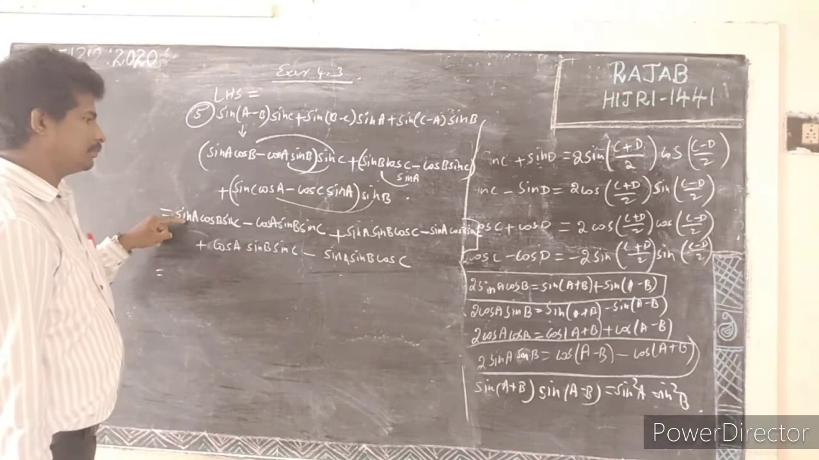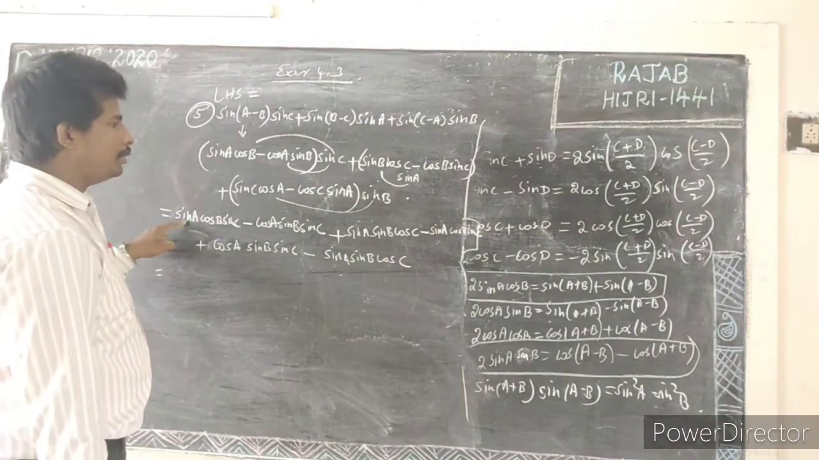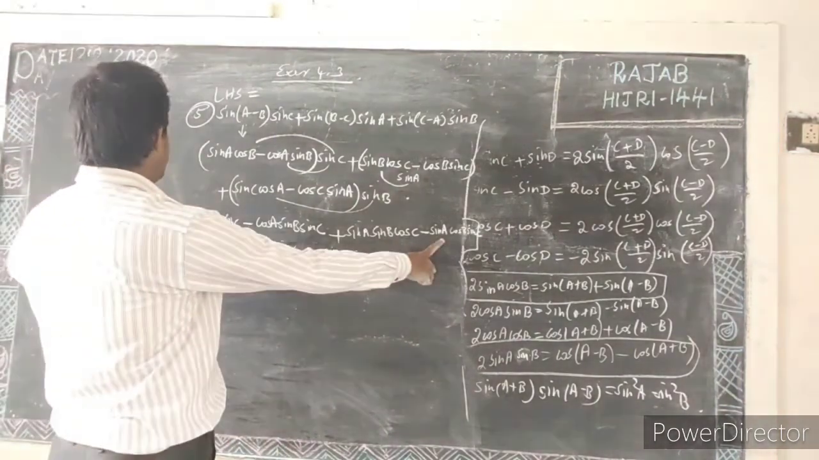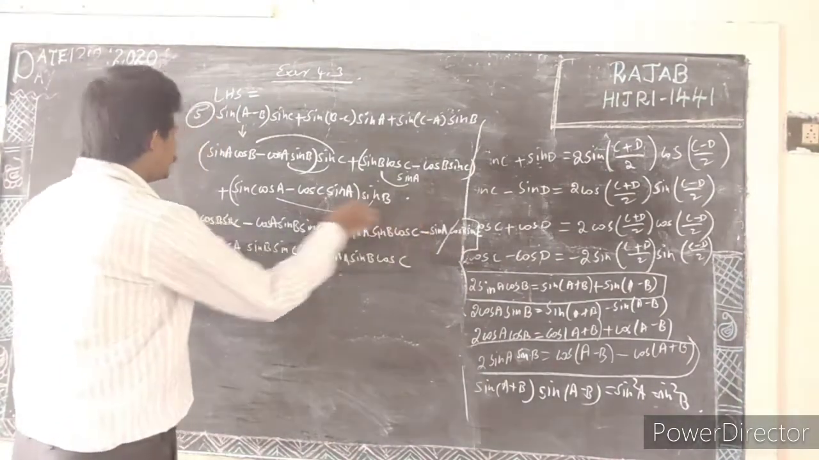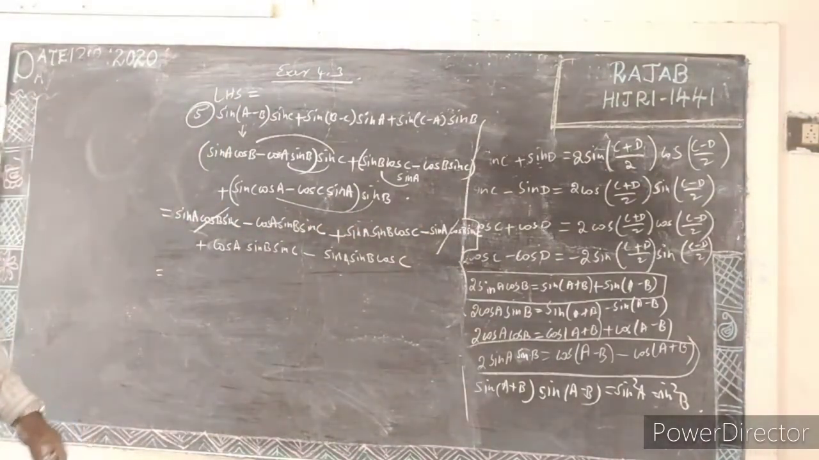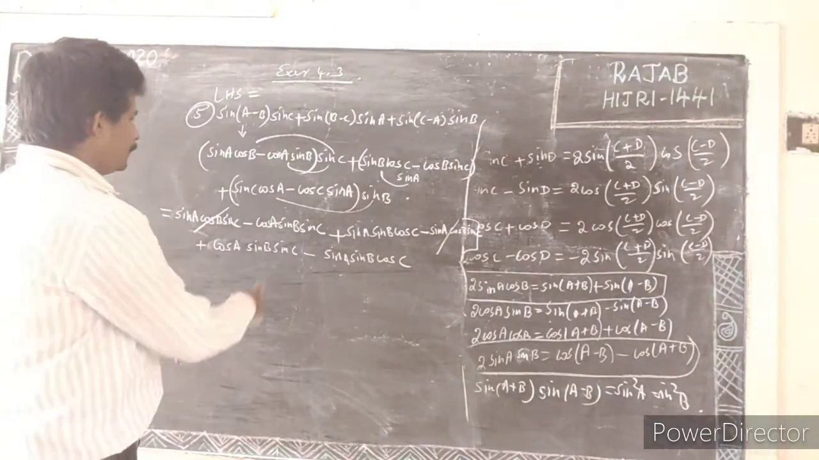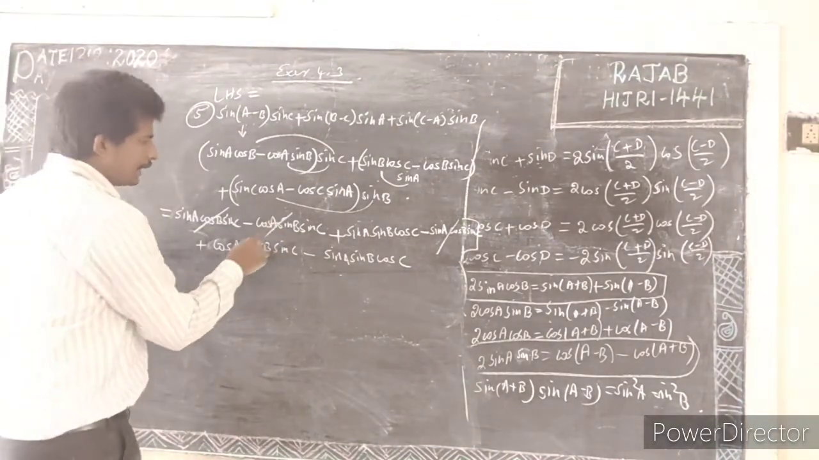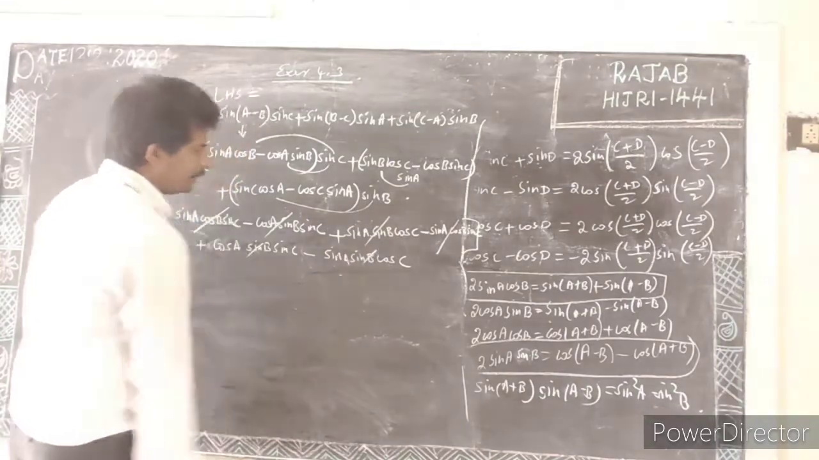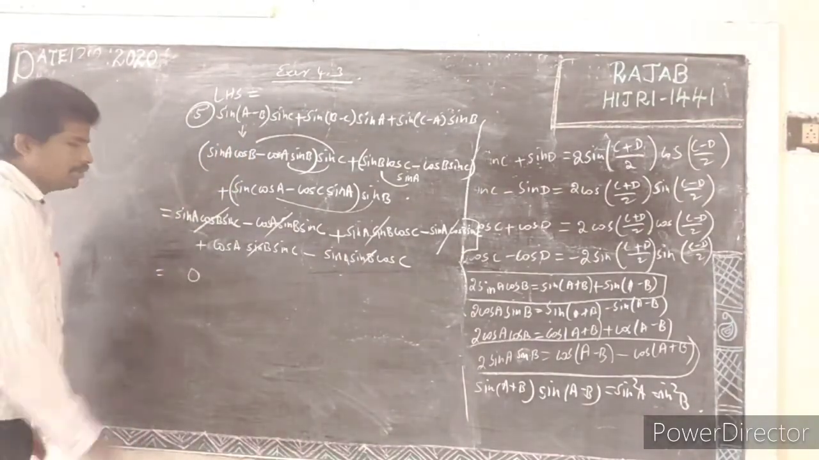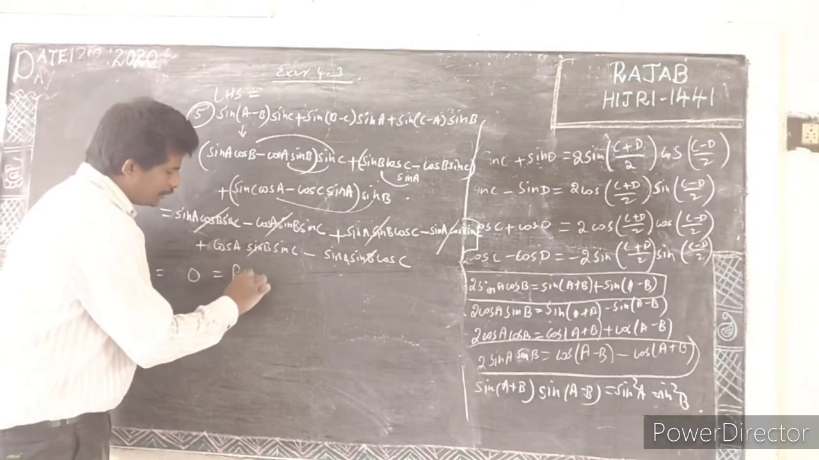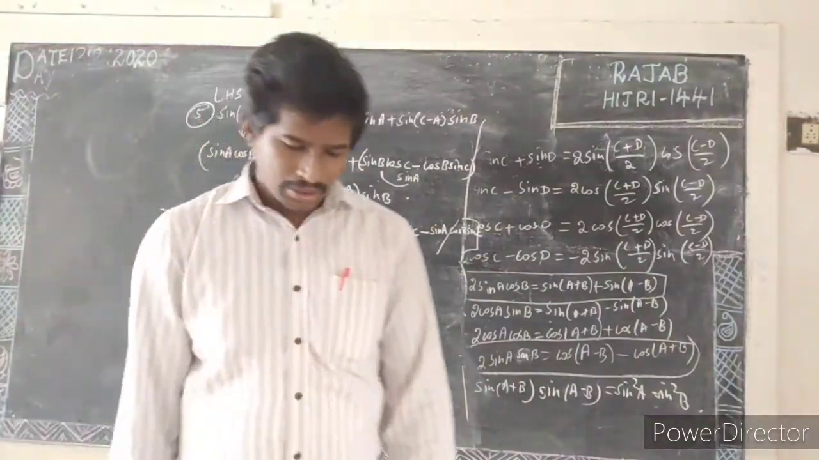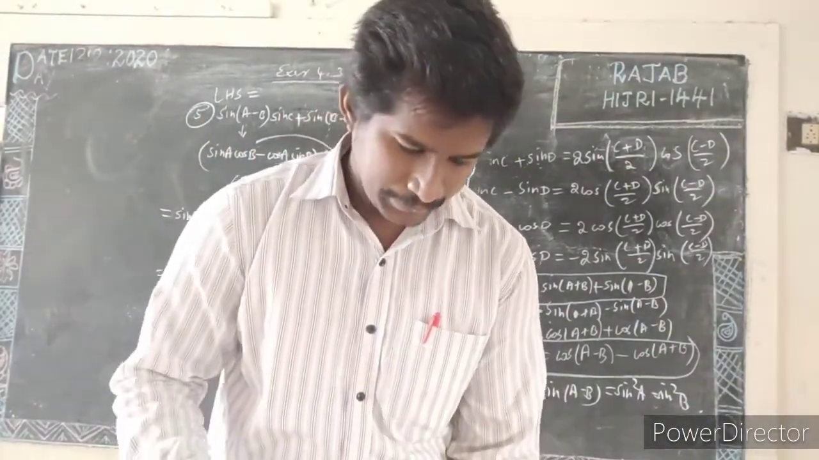This is equal to, see, look at these two terms. Sin A cos B sin C, sin A cos B sin C, plus term minus term will get cancelled. Then look at these two terms, they will get cancelled. Similarly, these two terms will get cancelled. So finally, we got our RHS as 0. Hence, we have proved the required result.